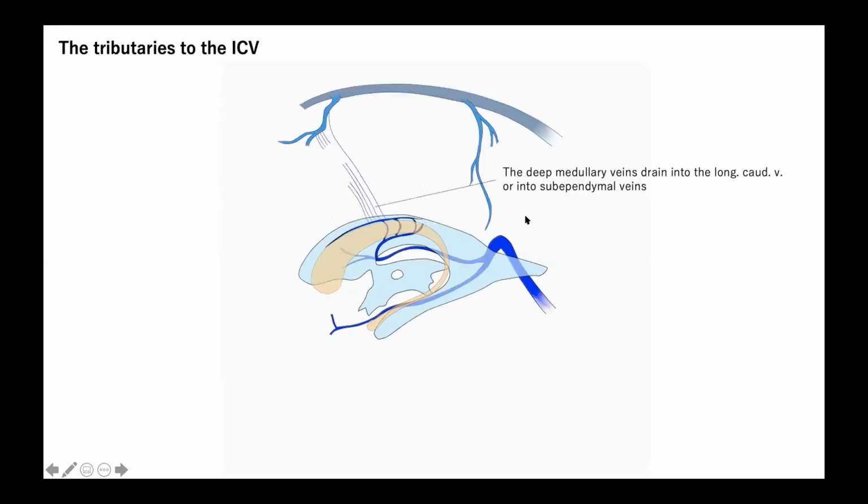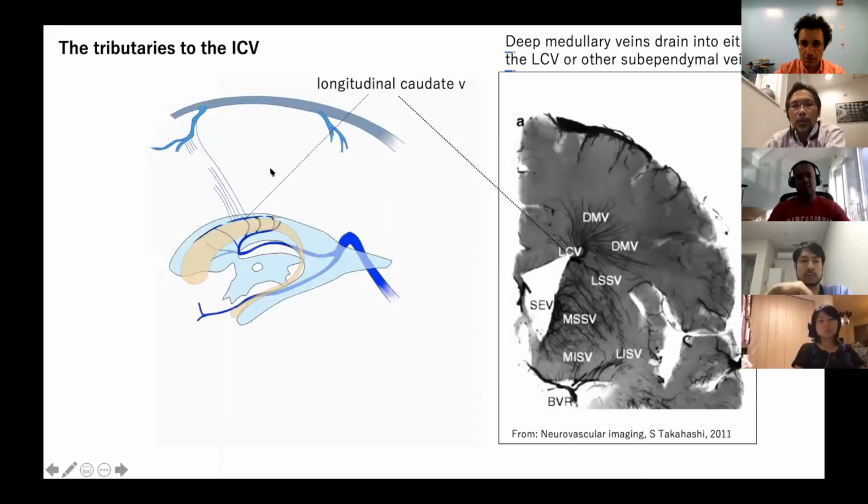As I've shown you a while ago from the cross section pictures, these veins are meant for draining the deep medullary veins, which are around this area. So this will drain into this longitudinal caudate vein, or other subependymal veins. This is the basic structure of where they get the blood from. And again, the same picture: it looks like this on the coronal view.